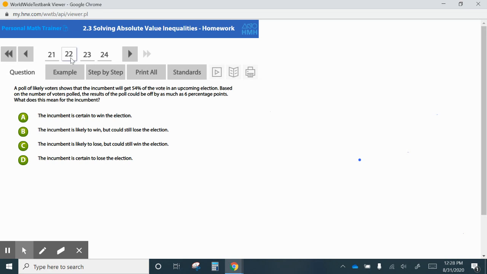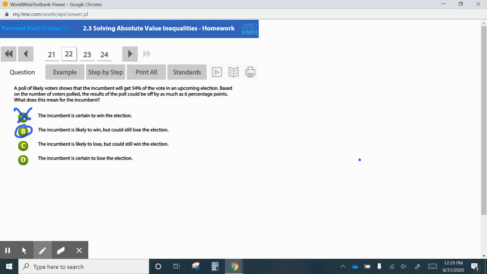Okay, a poll of likely voters shows that the incumbent will get 54% of the vote in an upcoming election. Based on the number of voters polled, the results of the poll could be off by as much as 6 percentage points. What does this mean for the incumbent? So he or she is not certain to win. Okay, so we know it's not A. Is likely to win, but could still lose. This is more likely to be correct because so far they're leading in the poll, but they're off by 6%. So I'm saying the answer is B.